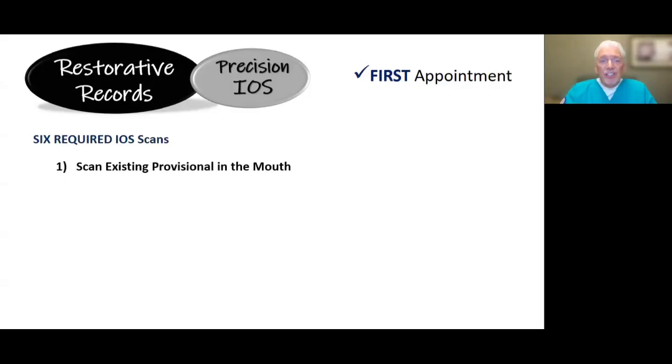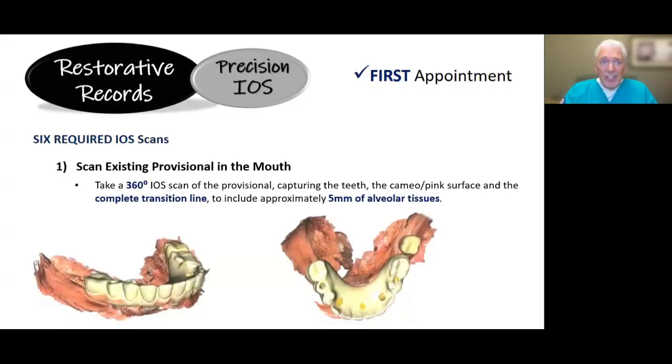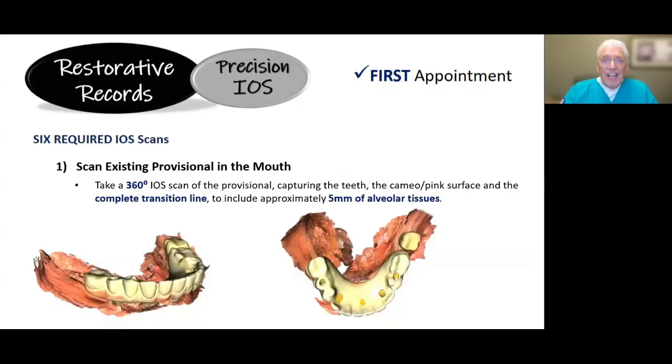Now, most of our laboratories are asking for 6 iOS scans at this first restorative appointment. I'm going to take them one by one. So the first scan we're going to be looking for, again, the patient arrives, you have a conversation with them about what they like, what they don't like, and if there's anything they'd like to change. Go again through their phonetics, their F sounds, their S sounds, making sure everyone's happy with that. Regardless of whether you're going to change things or not, you still need to do this. You want to scan the existing provisional in the mouth. So the first thing, after your conversation, is to go ahead and do a 360 scan.